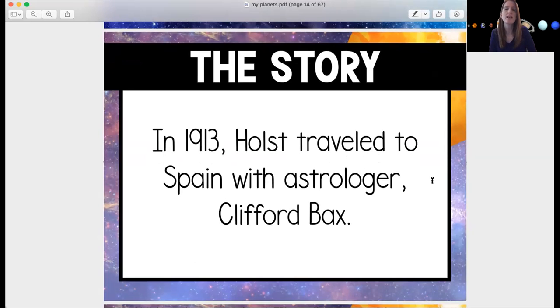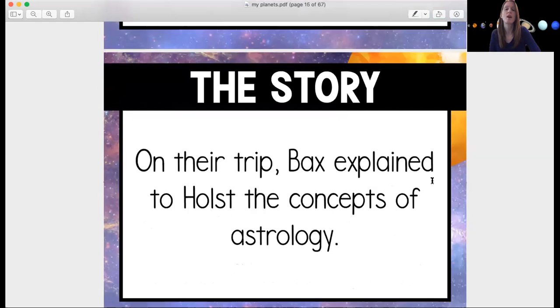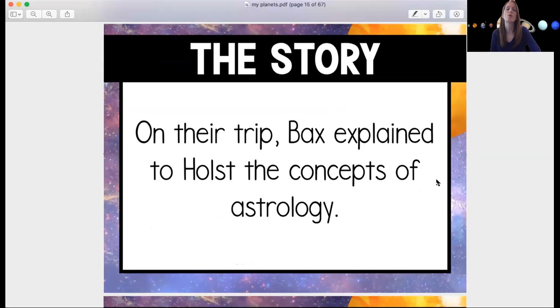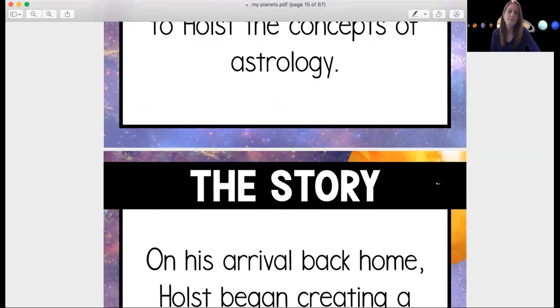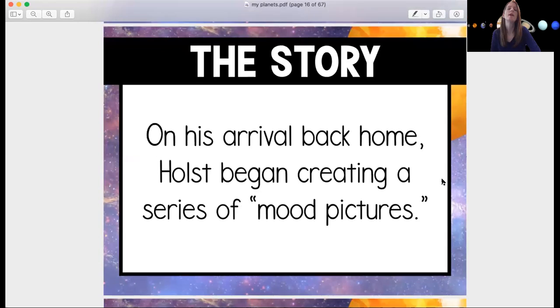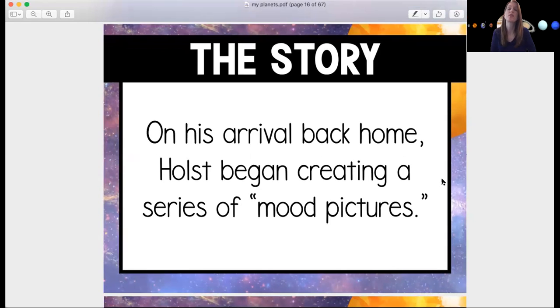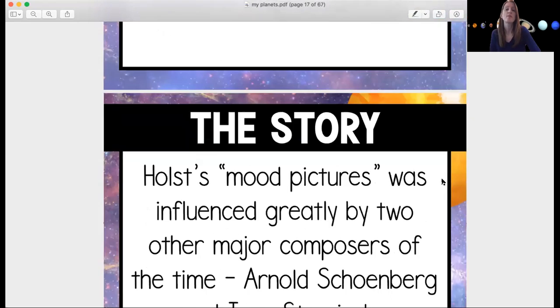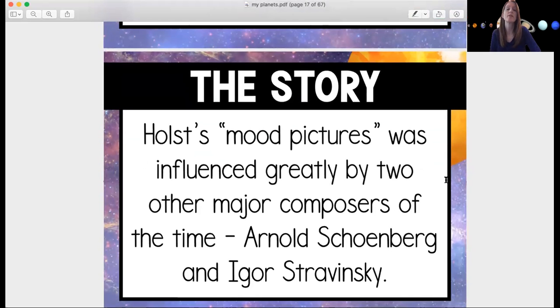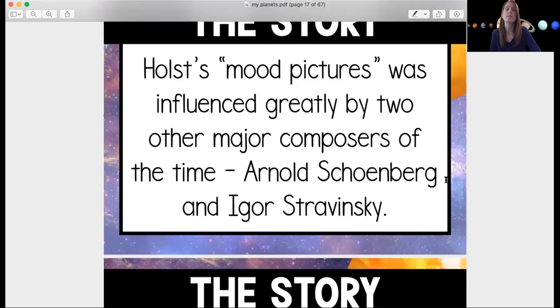So the story about why Holst composed The Planets. In 1913, he traveled to Spain with an astrologer, that's somebody who studies the stars, Clifford Bax. On the trip, he explained to Holst the concepts of astrology. And then on his way back home, he began creating a series of mood pictures. His mood pictures were influenced greatly by two other major composers of the time, Arnold Schoenberg and Igor Stravinsky.